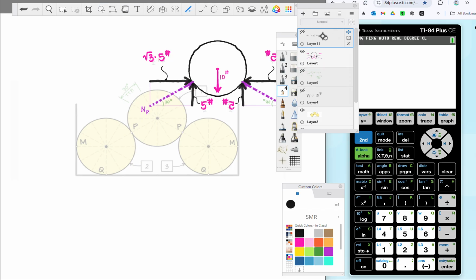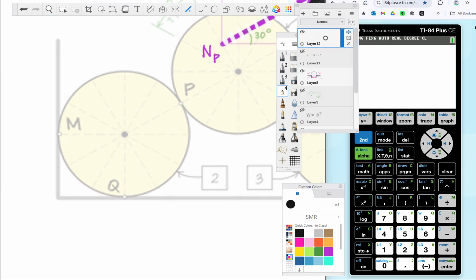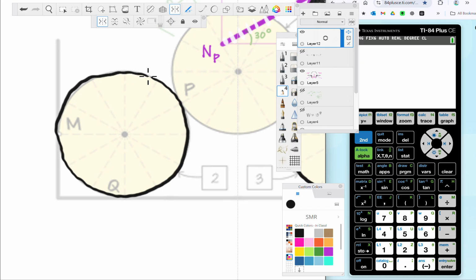Let's start a new layer for another free body diagram. So let's go look at this sphere. I'll turn the symmetry on, so I'll create two identical mirror image free bodies here. So I need to outline the body, and I need forces. So I need the body force, and we know that's 10 pounds.